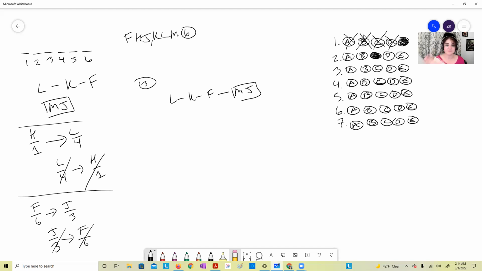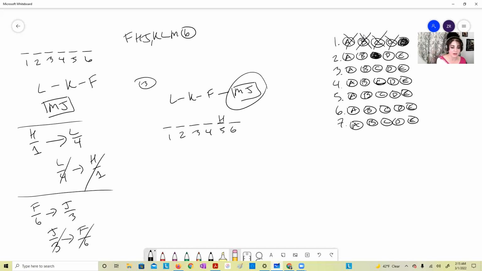So this is saying if that happens, then where can H not be? Well, correct answer to this one. H can't be in 5 if this is true, and here's why.